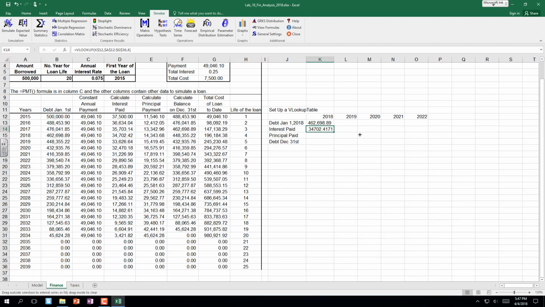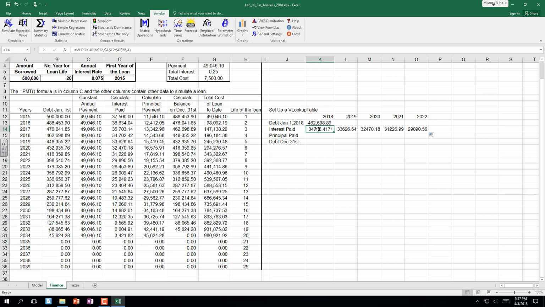And if I did it right, I can drag that across. And so it tells me that in 2022, I have to pay $29,890 in interest. Anyone get the same answer I did? 3, 4. That's 10%. Oh, we're almost up to 15%.